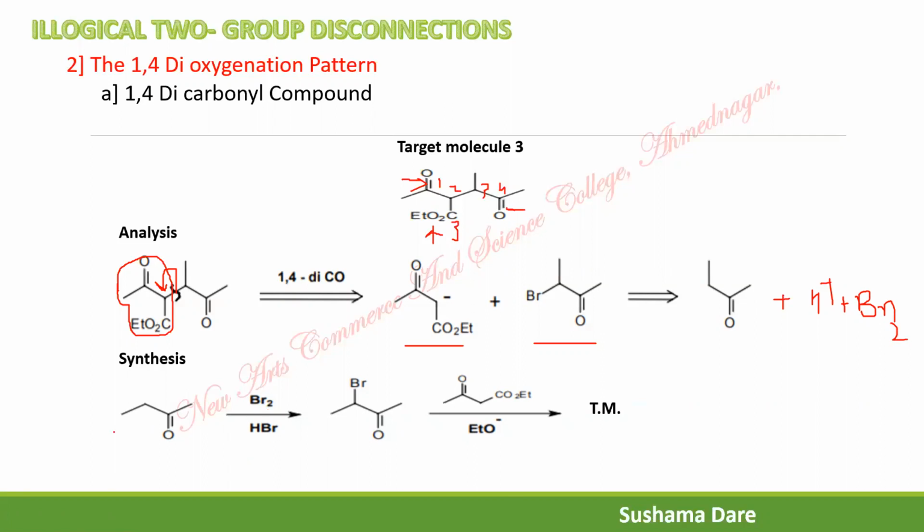Now look at the synthesis. So this is 1, 2, 3, 4. It is 2-butanone treated with bromine in presence of HBr. The alpha bromoketone is formed, and after this ethyl acetoacetate is treated with the base. This proton is abstracted by the base, giving the carbanion, and the carbanion attacks this carbon and the leaving group departs. That gives the target molecule.